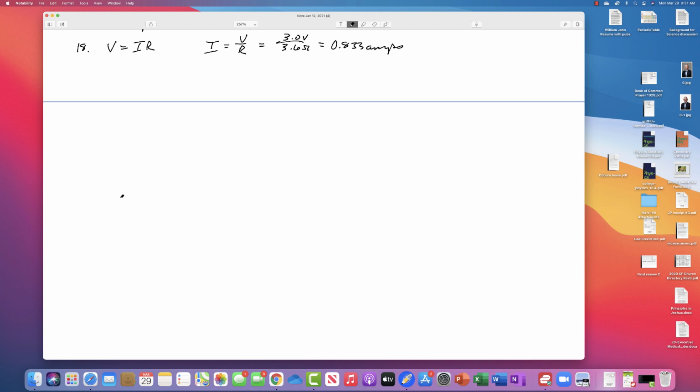Number 22. Find the voltage drop in an extension cord having a 0.06 ohm resistance and through which 5 amps is flowing. Okay, so V is equal to IR. So that's equal to 5 times 0.06. So the voltage is 0.3 volts.